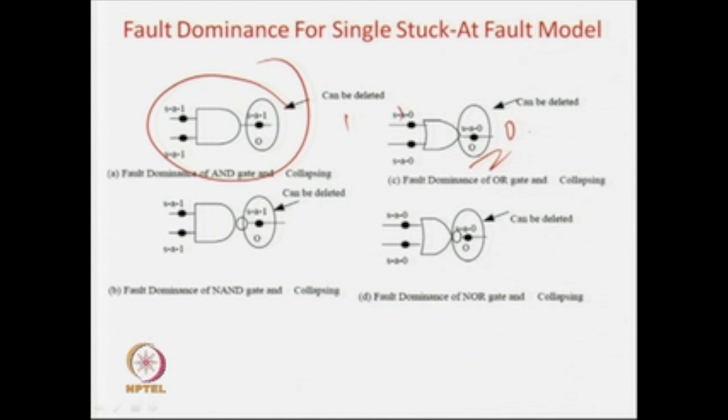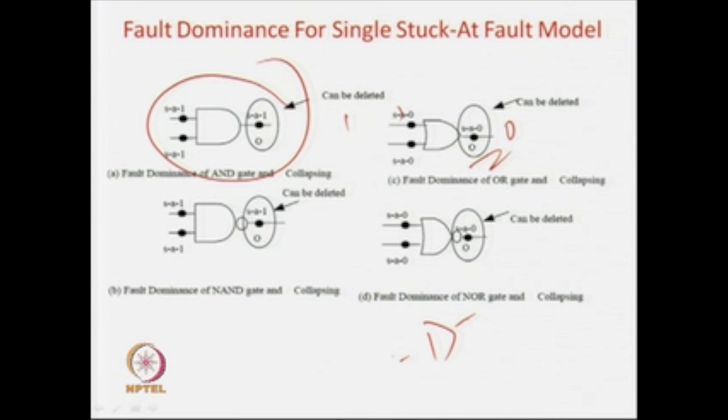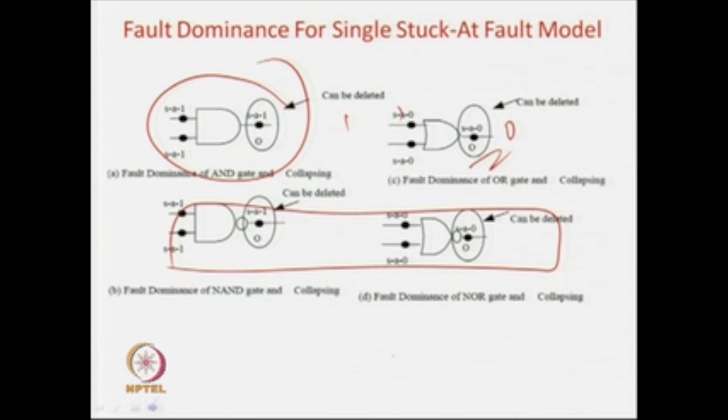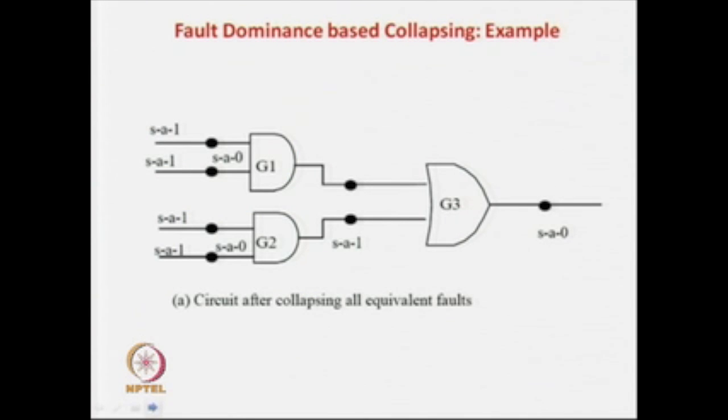For the inverter, all faults were collapsed. This was the inverter, which only had stuck-at-0 and stuck-at-1 faults, which were easily eliminated or collapsed by fault equivalence. But in case of fault dominance, we need not consider the inverter. Again, these things remain the same for the NAND and the NOR gate. This is very obvious and you can easily understand. So now let us take another example where we are going to see the fault dominance based collapsing.